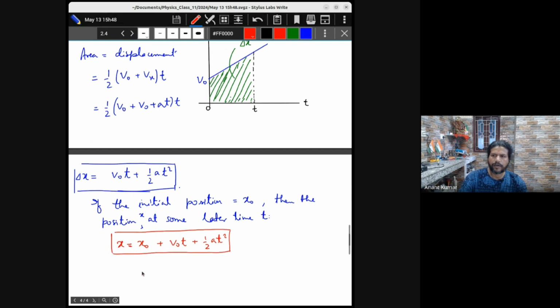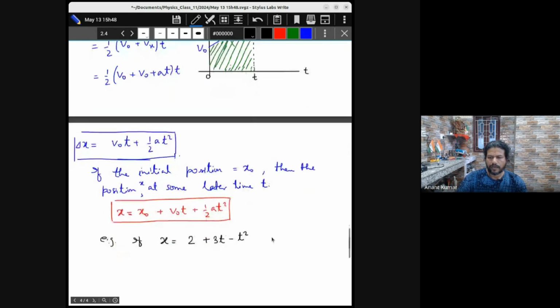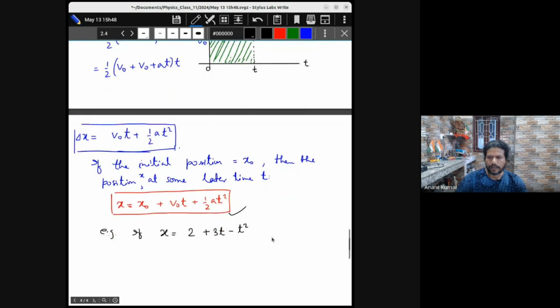For example, if say for example, x is given by 2 plus 3t minus t square, for instance, then by comparison, I could see that this is actually of this kind, which implies this object must be undergoing a uniform acceleration, right? And that uniform acceleration can be obtained from this equation by comparing. I can compare with the previous one.